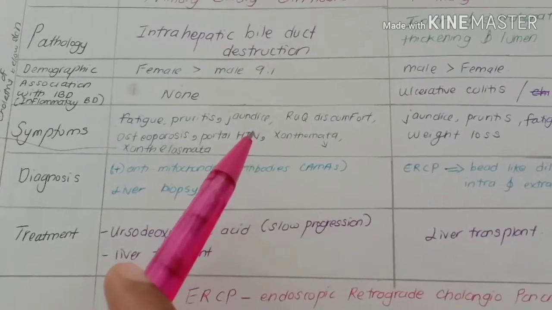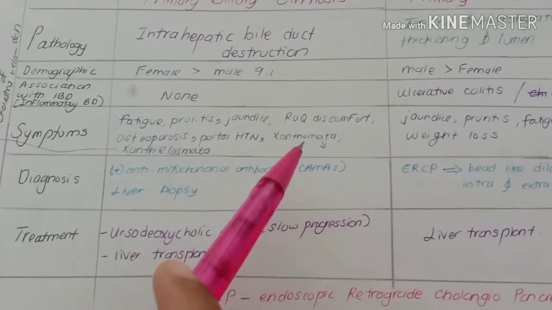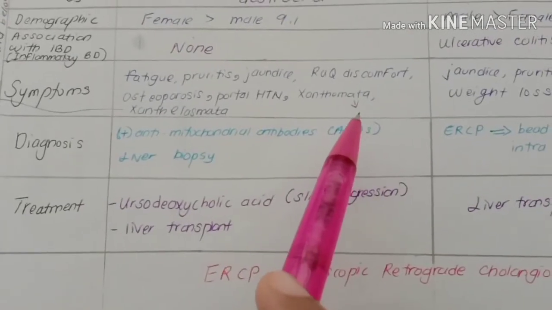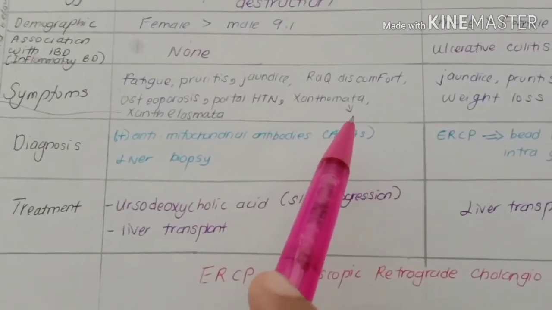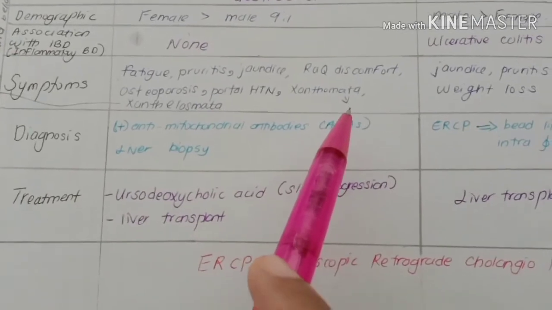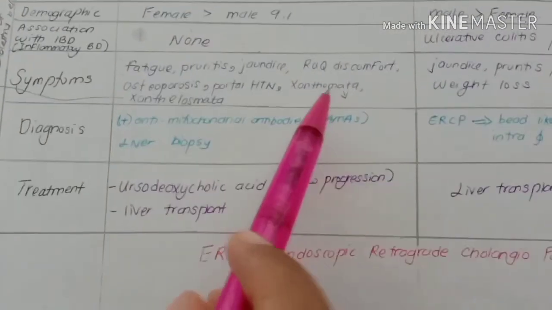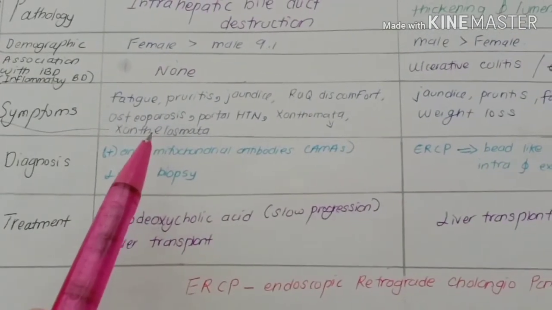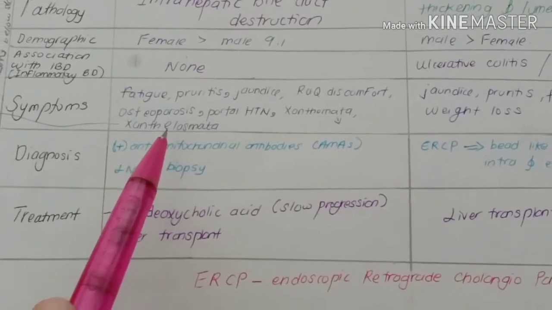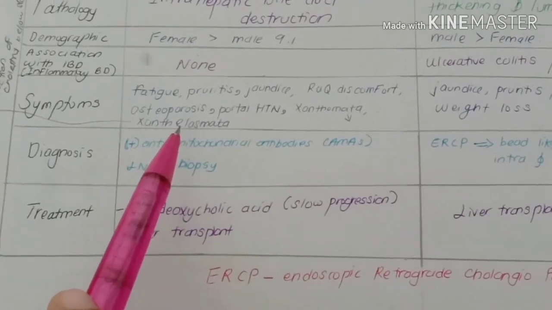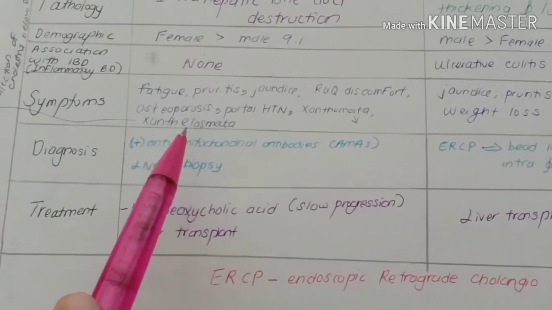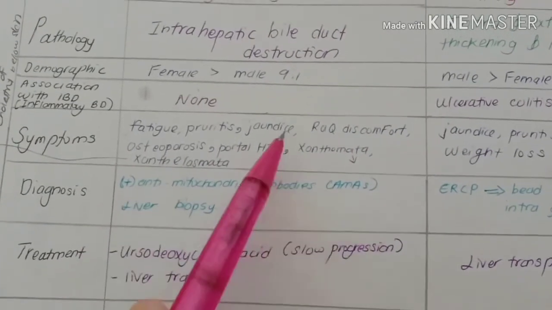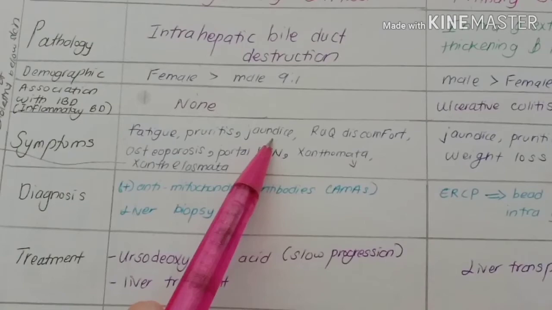xanthomata. What is xanthomata? Xanthomata is a deposition of yellowish cholesterol-rich material that can appear anywhere in the body. It is a fat deposit on the skin around the eyes, eyelids, on the creases of the palms, soles, elbows or knees. It's more common and related to jaundice also.